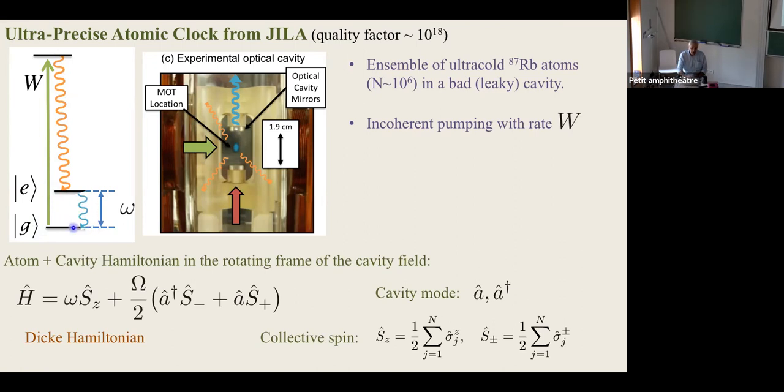So each of the atoms is a 2-level system here. We describe it with 3 Pauli matrices, sigma X, sigma Y, and sigma Z. And because all 2-level systems are the same, they have the same splitting and are coupled to the cavity in the same way. So the Hamiltonian here describes a collective spin S subject to a Zeeman field omega, and then coupled to a single cavity mode. This Hamiltonian is known as the Dicke Hamiltonian.